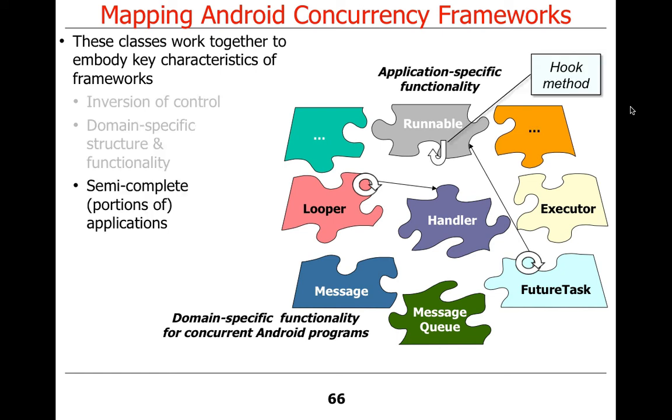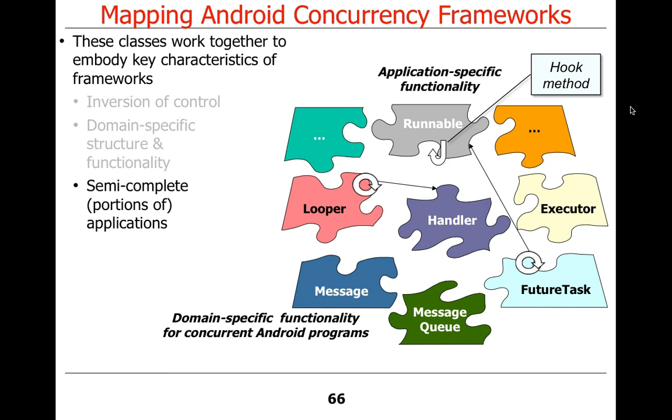And then the third thing that frameworks have are so-called semi-complete applications, or in the case of Android concurrency frameworks, portions of applications. What that means is that there are certain hook methods that are left uncompleted by the framework, which you, the application developer or the infrastructure developer, are responsible for filling in and overriding and customizing as you see fit. Can anybody think of a couple of examples of hook methods that are used by the concurrency frameworks we've talked about so far?